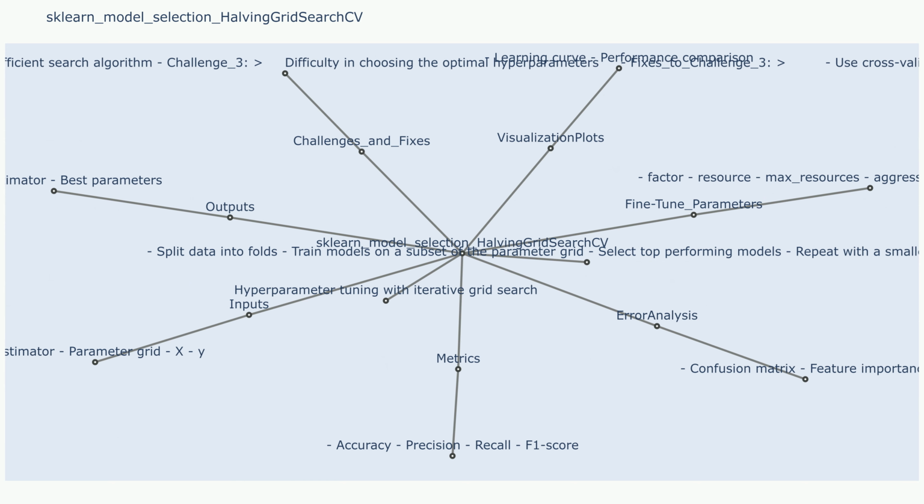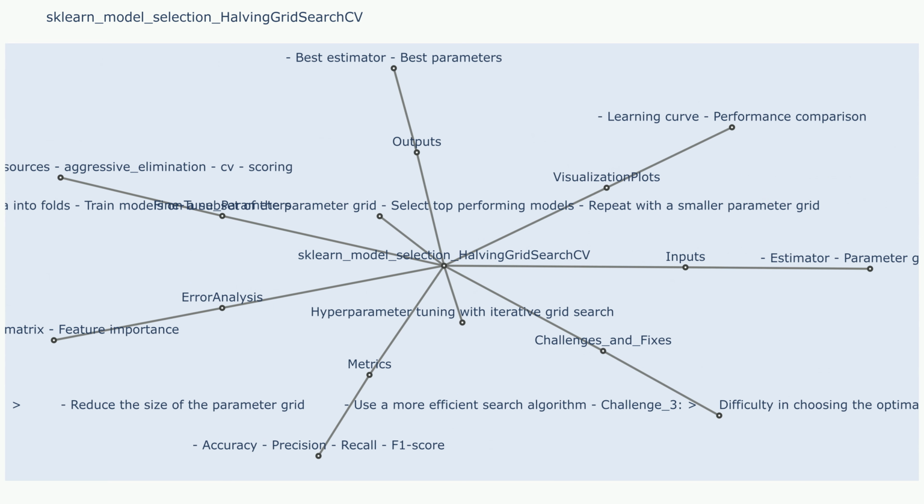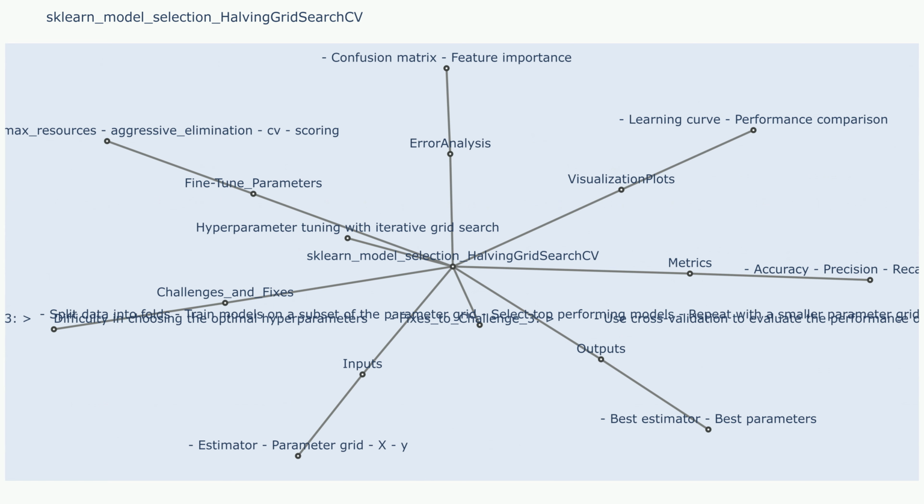Challenge 2: computational cost. Sample use case: if the search space is large, the HalvingGridSearchCV can be computationally expensive. Fixes: reduce the size of the search space by manually eliminating hyperparameters that are unlikely to be optimal. Use a smaller factor to reduce the number of candidates more slowly. Use a more efficient estimator, such as a decision tree or a linear model.